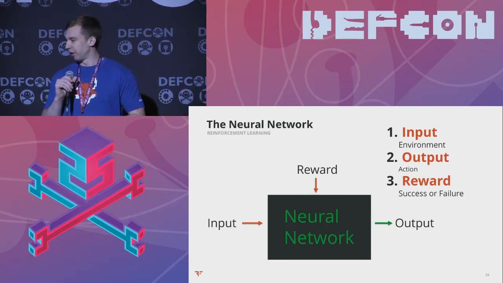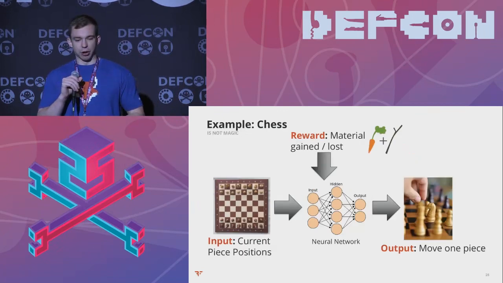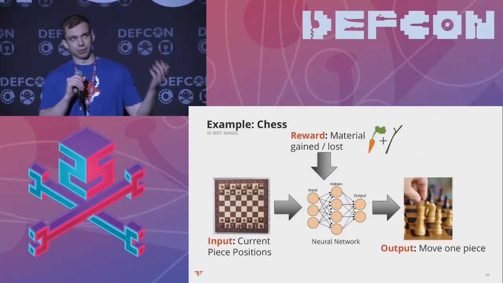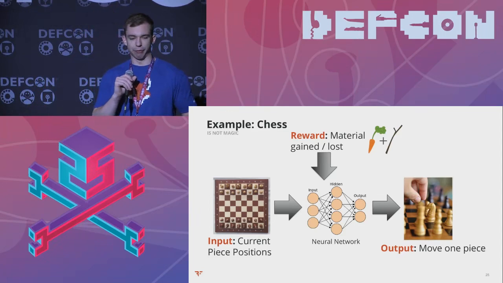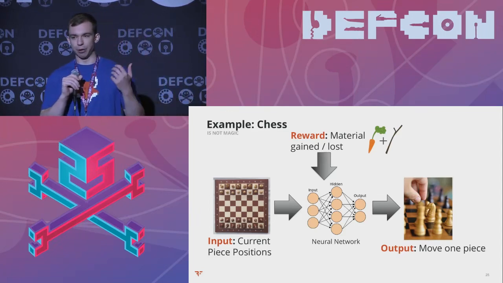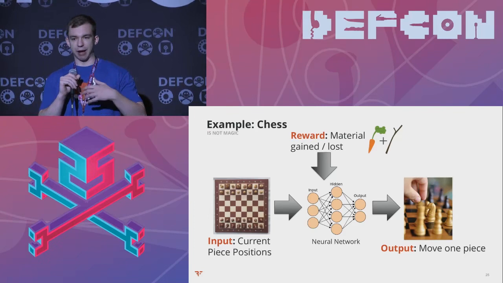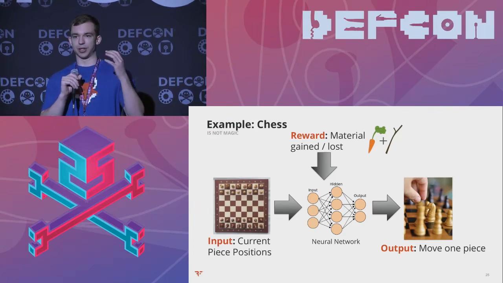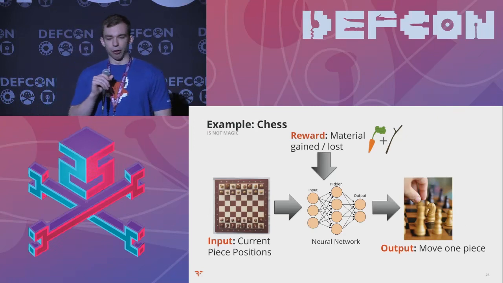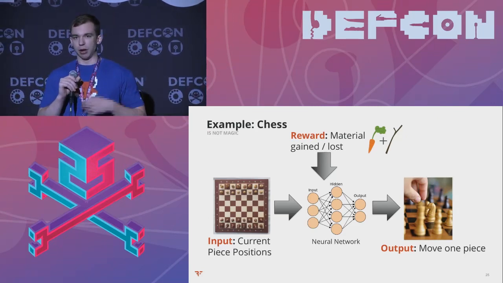So, a real concrete example for our game of chess: our input would be the positions of all the pieces on the board. You could put those in an array and have that be the entire state of the program. Your rewards are going to be about what happened when you moved a piece, right?